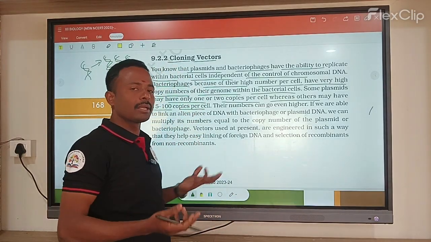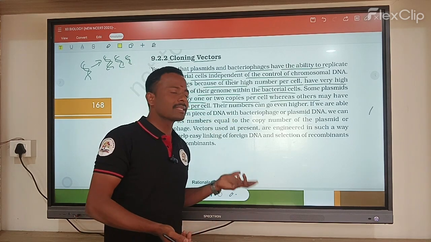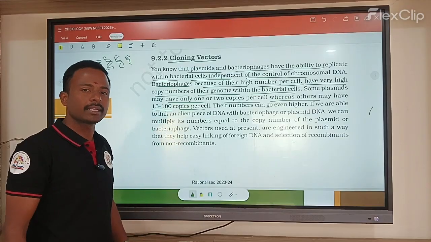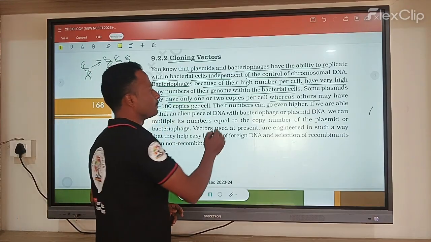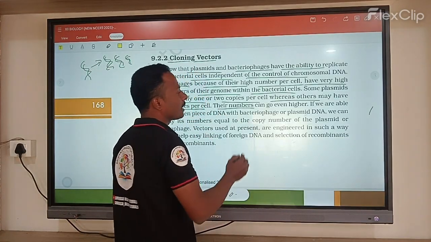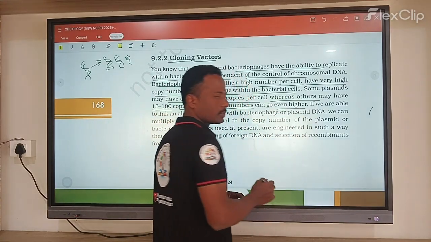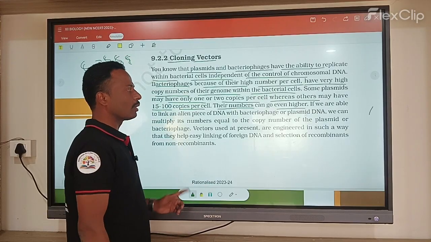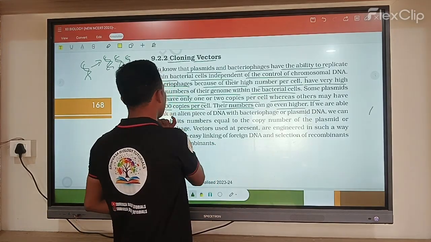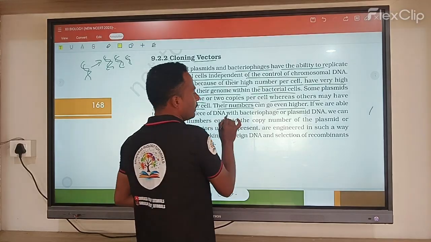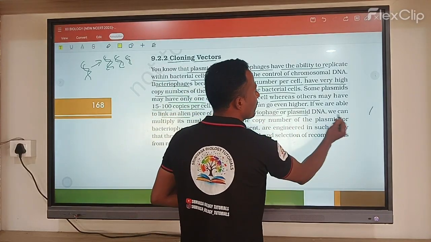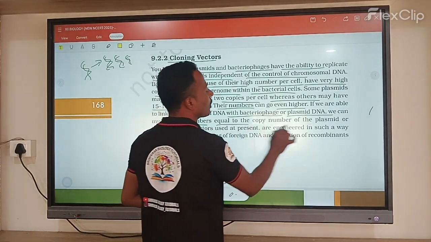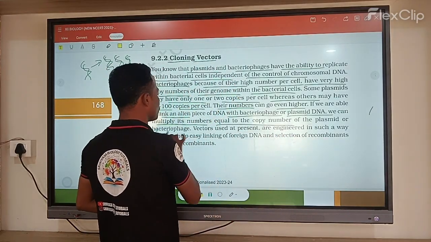Some vectors have 1 to 2 copies, while others have 15 to 100 copies of the cells produced. Their number can go even higher. If they are able to link alien DNA within a bacteriophage or plasmid, we can multiply the copy number of the plasmid or bacteriophage.